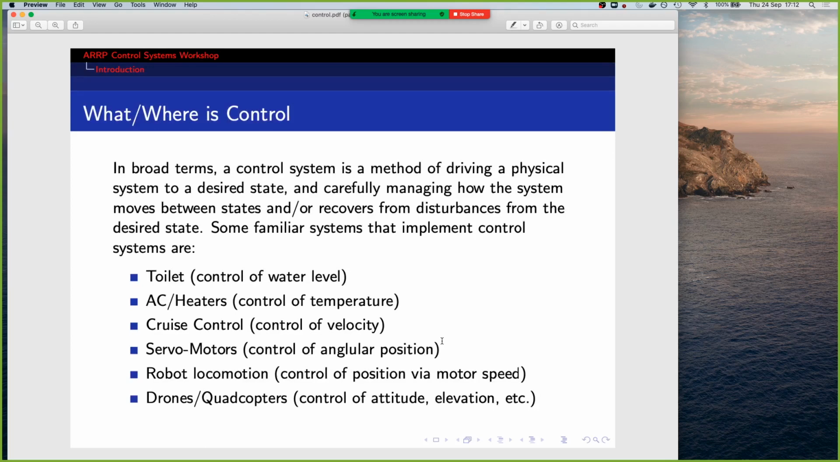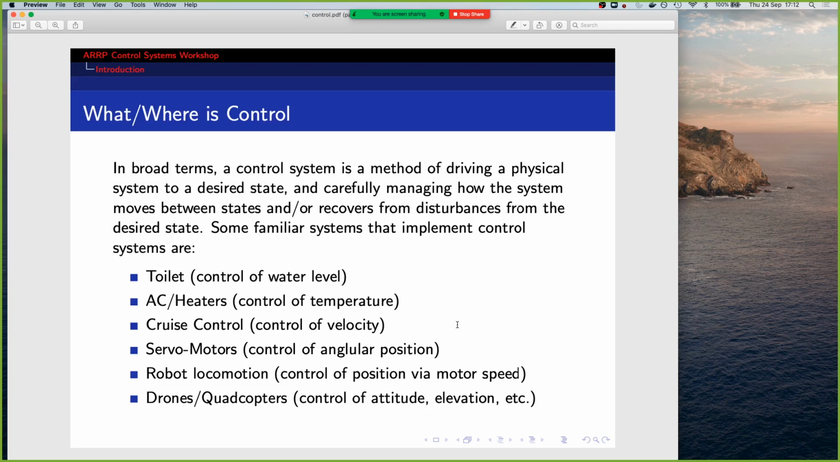So in broad terms, you use a control system to drive a physical system to some sort of desired state. The control system manages how the system moves between those states and recovers from disturbances of the state.